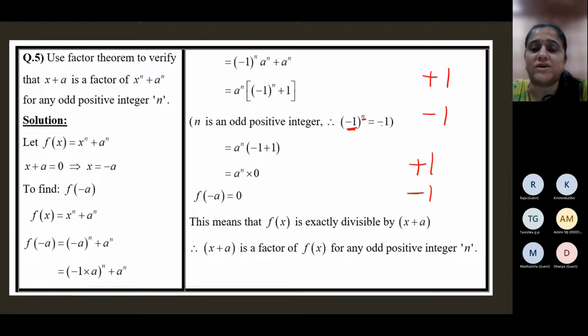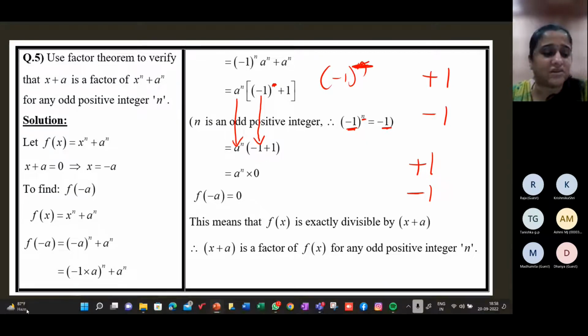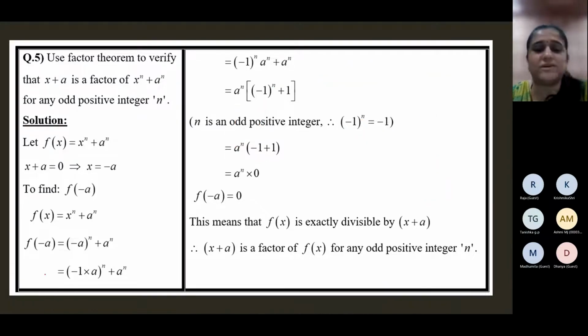So -1 to the power n is -1. In the next step, write this as it is. We found the value of -1 to the power n; it will always be -1. It's not that we are removing the power n. We have found the value of -1 to the power n. We are not taking out this power in the next step. No, we have evaluated this.